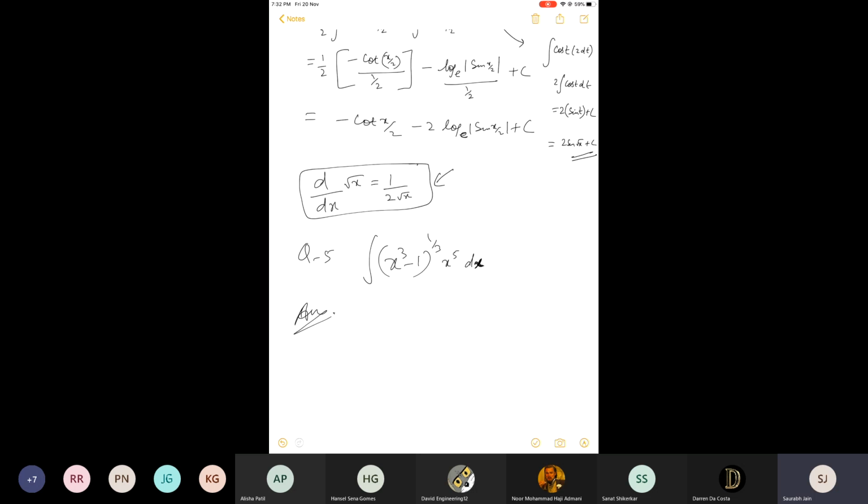Last question. Integration of cube root of x cube minus 1, and then we have x to the power 5 dx. Hint is substitution. Can anyone tell me what could it be?